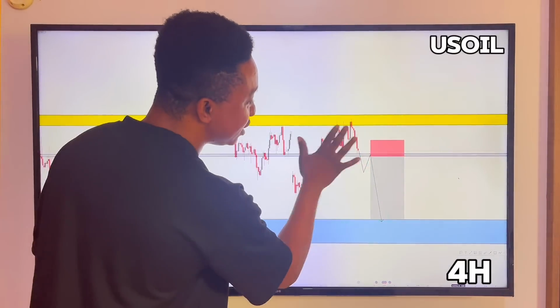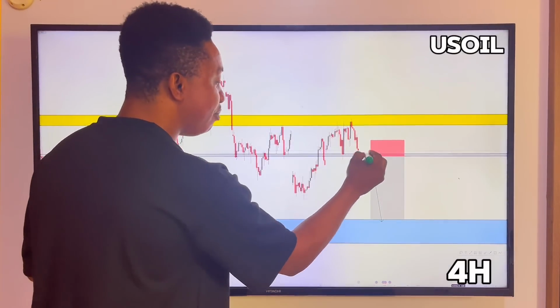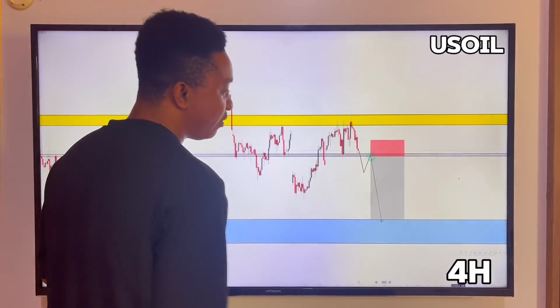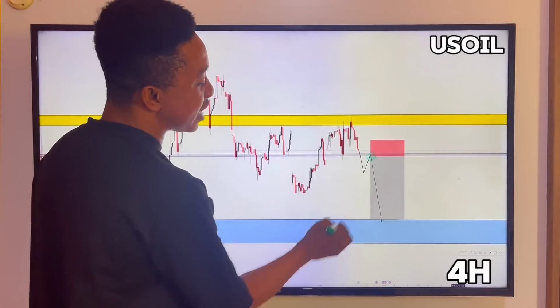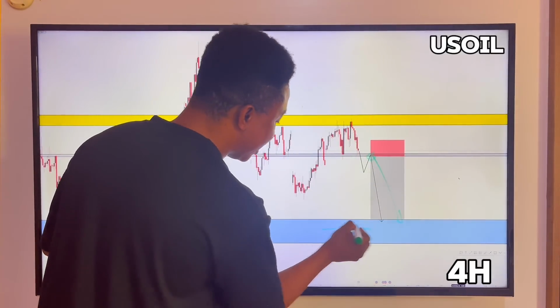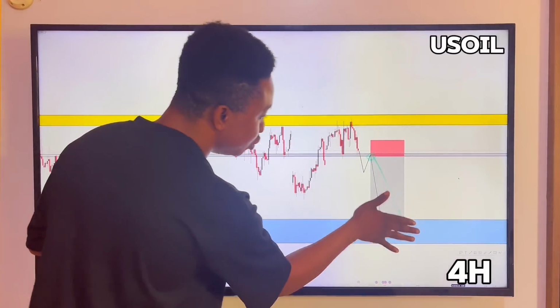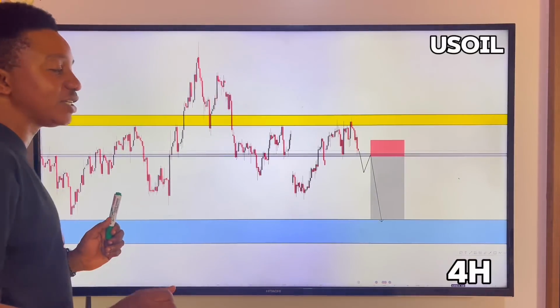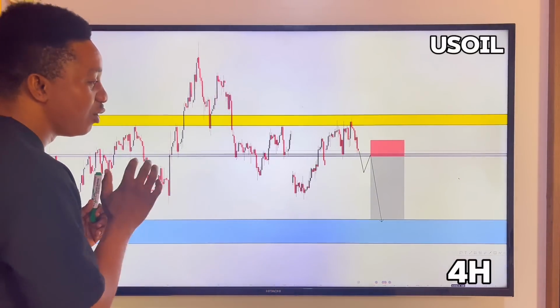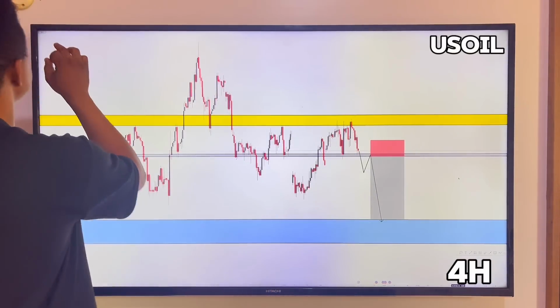Now, entry confirmation after the lower high is going to be a bearish engulfing candle, a significant pin bar, or an evening star before we sell all the way to the next monthly support level. So this is our full and complete analysis on US oil. All right, let's move to the next one very quick and continue with our technical analysis.